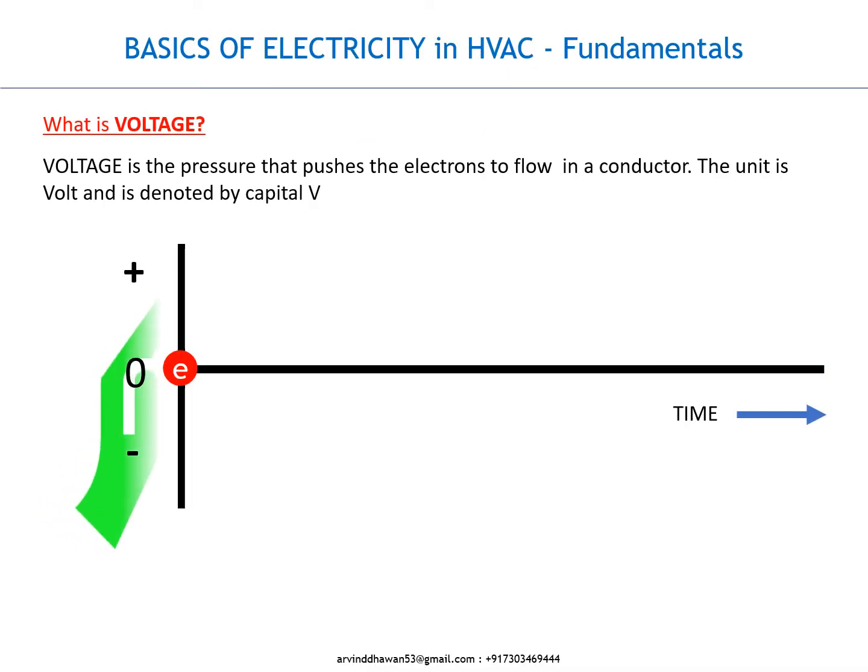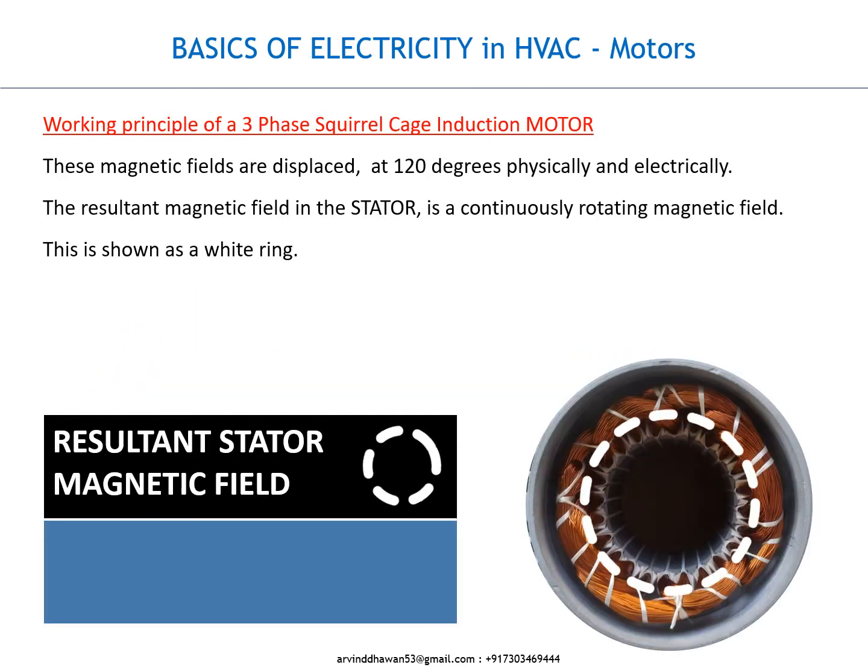What is voltage? Voltage is the pressure that pushes the electrons to flow in a conductor. The unit is volt and is denoted by capital V. These magnetic fields are displaced at 120 degrees physically and electrically. The resultant magnetic field in the stator is a continuously rotating magnetic field. This is shown as a white ring.